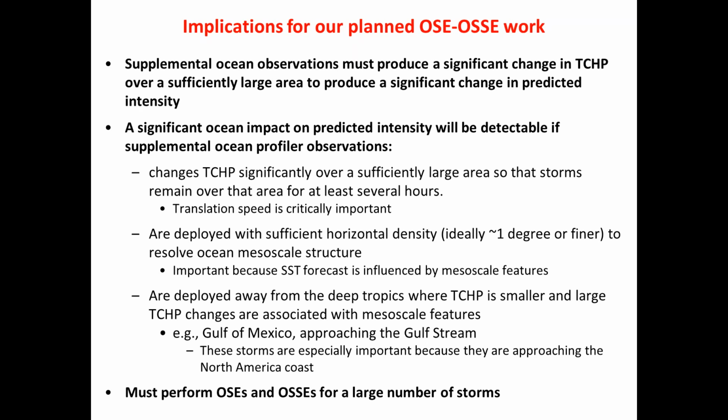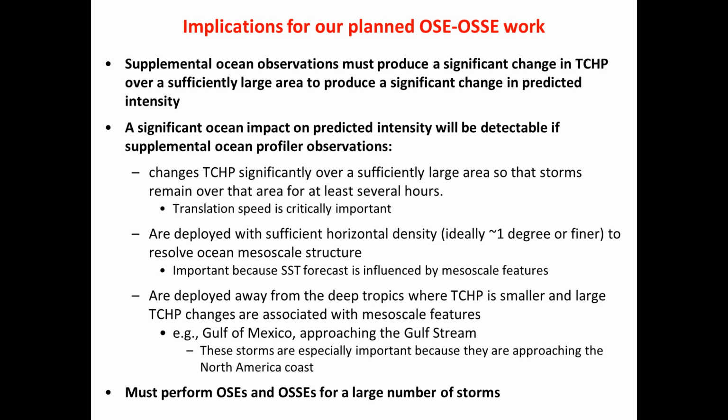But this argues that when we do our OSE and OSSE work, we need to work with a large number of storms. We're going to encounter storms where the ocean has almost no impact in terms of changing intensity, but maybe a smaller percentage of storms where the ocean may have a large signal. And if we don't have a large sample of storms, we won't really be able to evaluate ocean impact on intensity for the panoply of storms that we're likely to encounter.